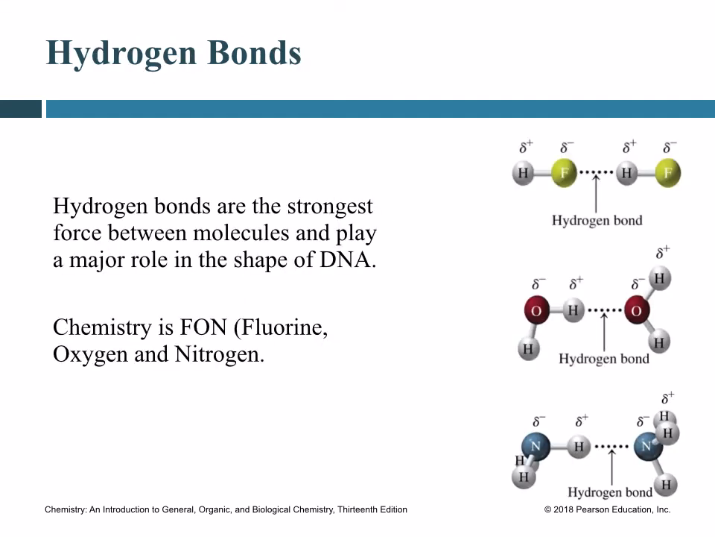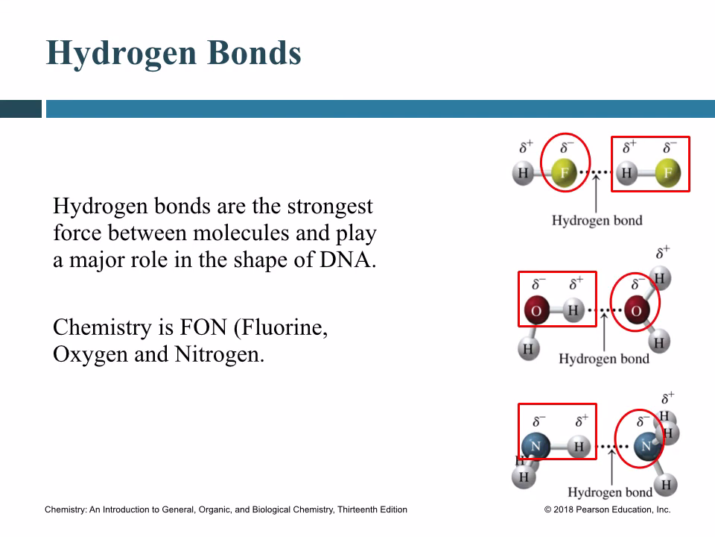A special type of dipole-dipole interaction is called a hydrogen bond. This results when a hydrogen atom bonded to a fluorine, oxygen, or nitrogen interacts with a lone pair of fluorine, oxygen, or nitrogen. These are the strongest intermolecular forces, and they are responsible for holding your DNA together. To remember these atoms, think chemistry is fun. F for fluorine, O for oxygen, and N for nitrogen.